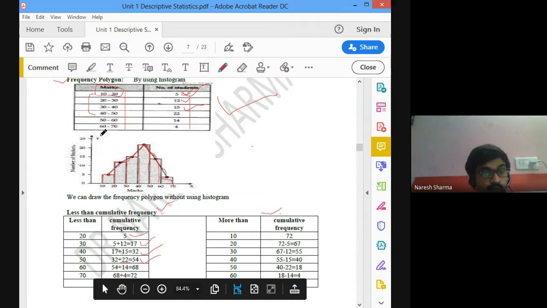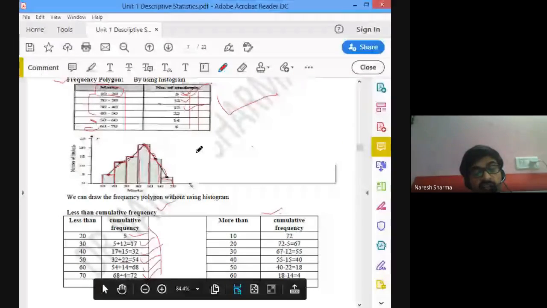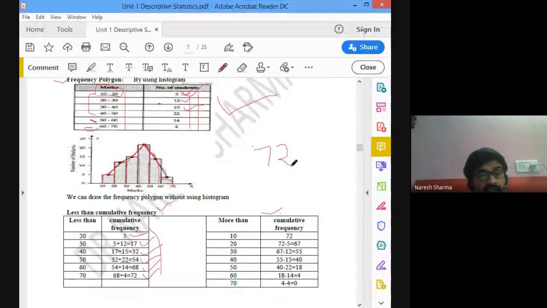Similarly, for up to 60, we add one more entry, that is 14. So it is 68. Similarly, one more entry for the less than 70 case we can add, that is 4. The total frequency of this system is 72. Now similarly, we can calculate the more than cumulative frequency.